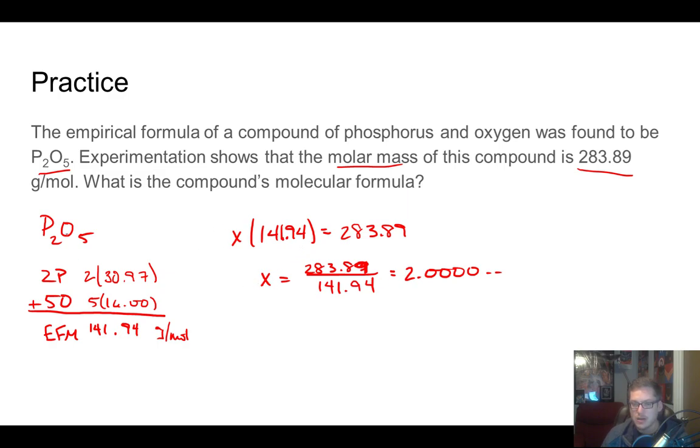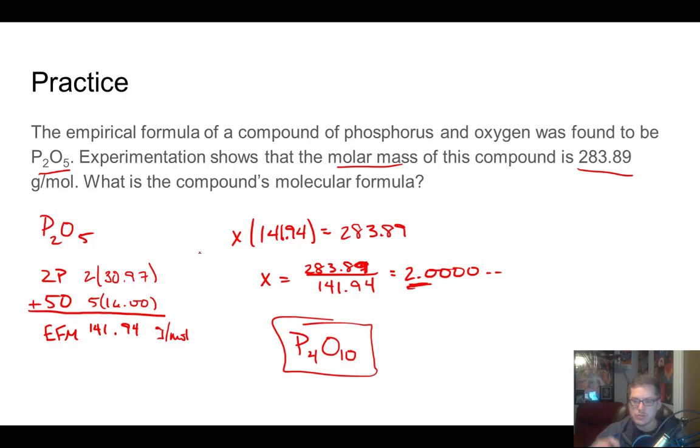So that means there's 2 sets of these empirical formulas inside each of our molecular formulas. That 2 simply tells us we need to multiply all these subscripts by 2. So we're going to multiply the P2 by 2, so we're going to have P4 because 2 times 2 is 4. And then we'll have 5 times 2, which is 10. So this guy here, that's the molecular formula.